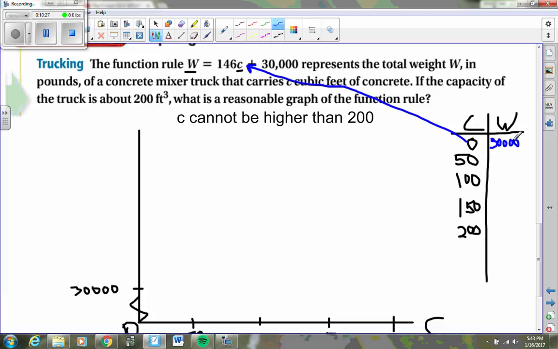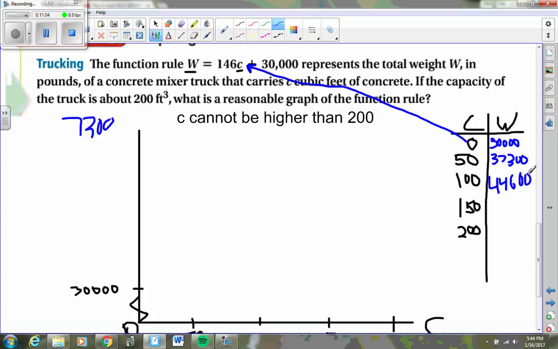Okay, and then if I do that with 50, if I do 146 times 50 on my calculator, I get 7,300. Okay, and then I add that to 30,000, I get 37,300. Okay, and then if I do it by 100, 146 times 100, and I add that to 30,000, now I'm at 44,600.